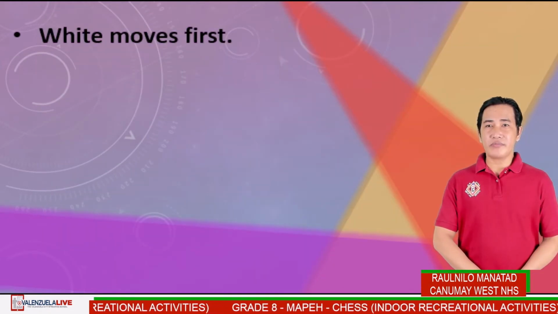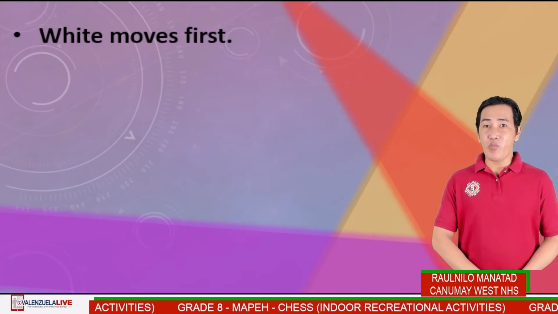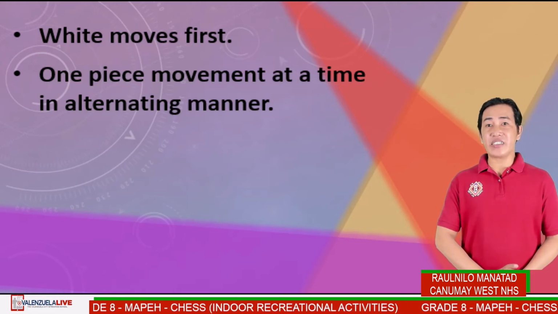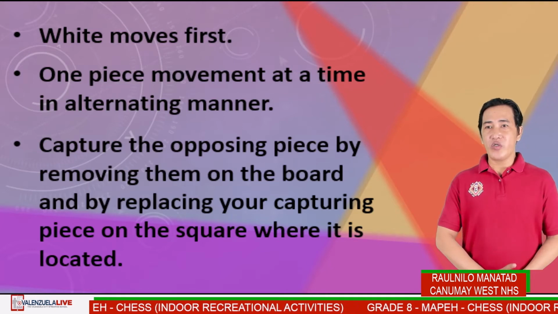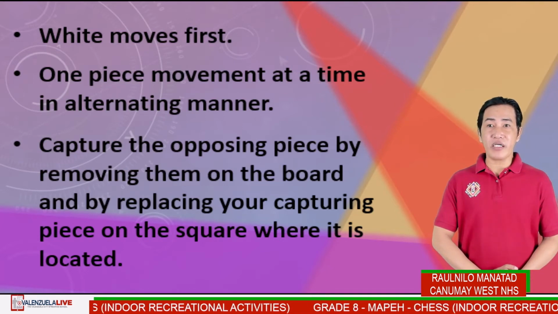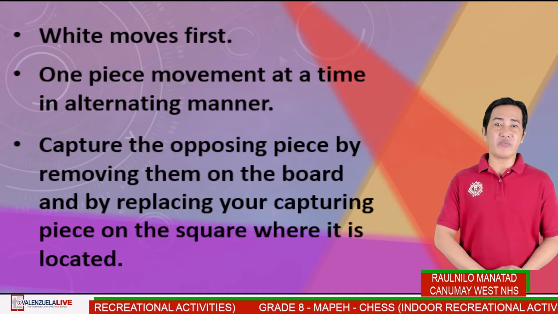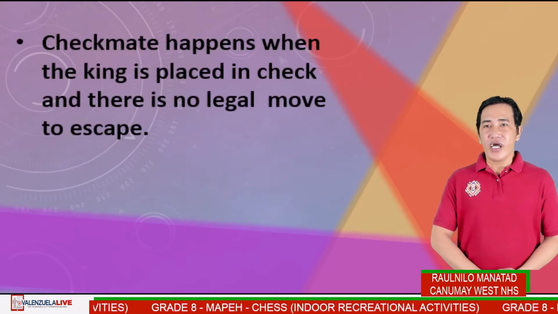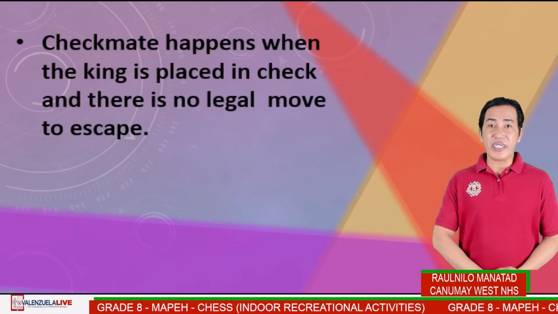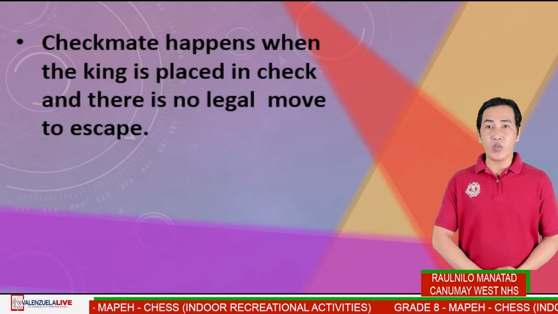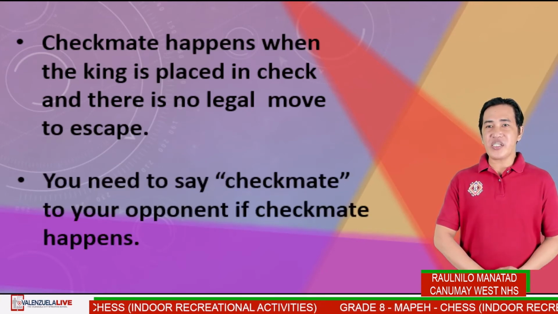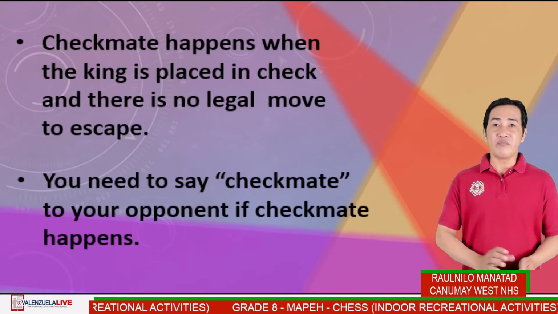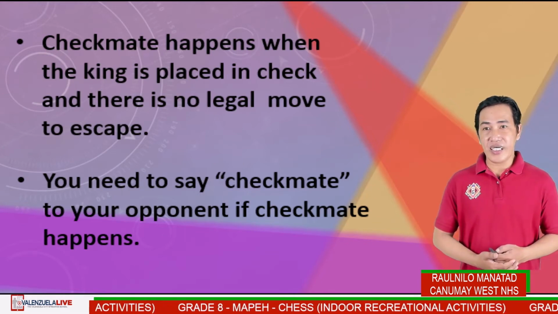Always remember that in chess, white moves first. One piece moves at a time in an alternating manner. You can capture the opposing piece by removing it from the board and placing your capturing piece on the square where it is located. Checkmate happens when the king is placed in check and there is no legal move to escape. Chess is a gentleman's game, so you have to say check or checkmate to advise your opponent that the king is under threat.